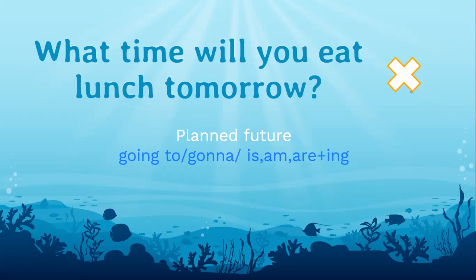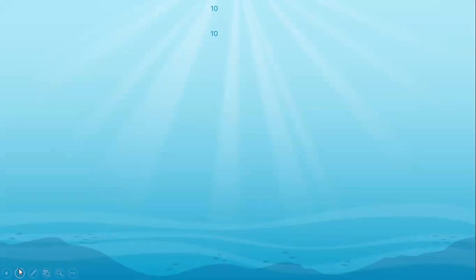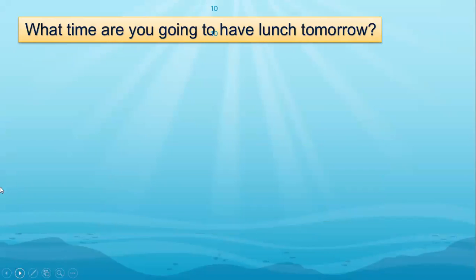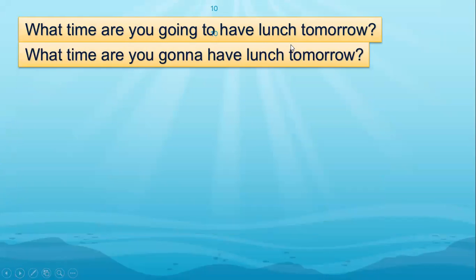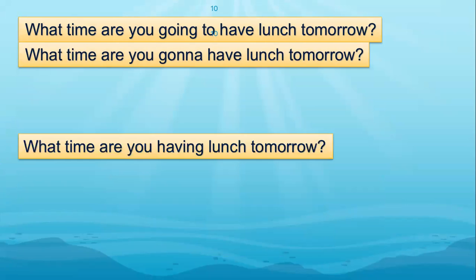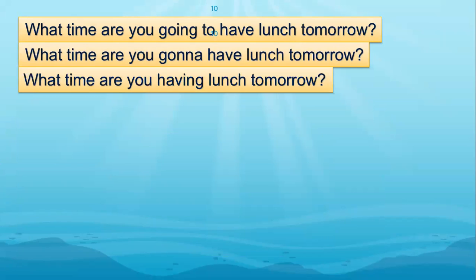Okay, Nirup, are you writing those things? Yes, sir. Have you got enough time when I give it like this? Yes, enough, sir. All right. Then what time are you going to have lunch tomorrow? Or what time are you gonna have lunch tomorrow? Or what time are you having lunch tomorrow? These are the three patterns that you have to use to ask about future plans.